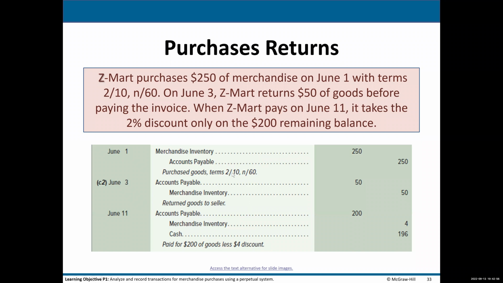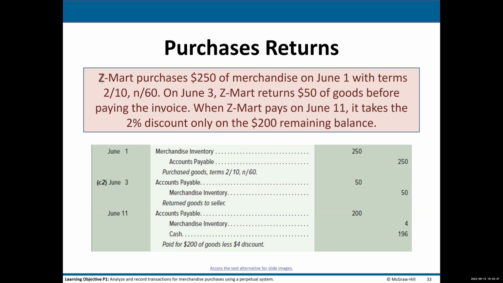So we'll remember that. Matter of fact, let's just put it in our memory banks. If we want our 2%, we've got to pay within 10 days. Well, what's 10 days from June 1? 1 plus 10 is 11. So we have to pay by June 11th to get the 2% off. Spoiler alert, we are going to pay it on June 11th. Just remember that, okay? All right. Now, on June 3rd, Z-Mart returns $50 of goods before paying the invoice.